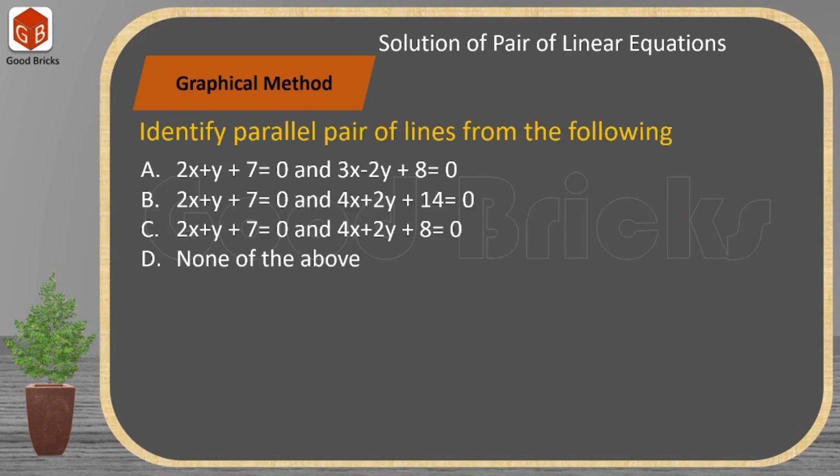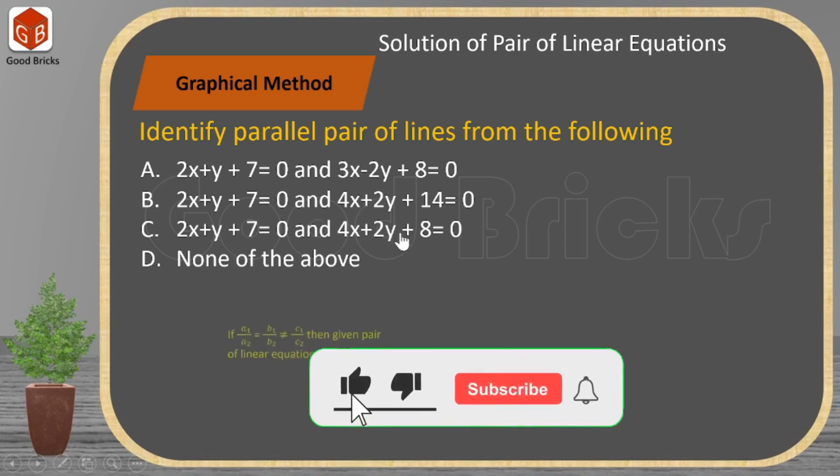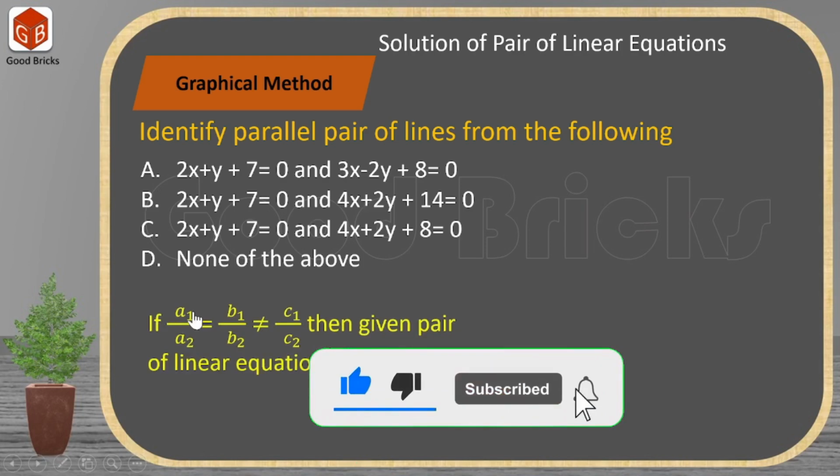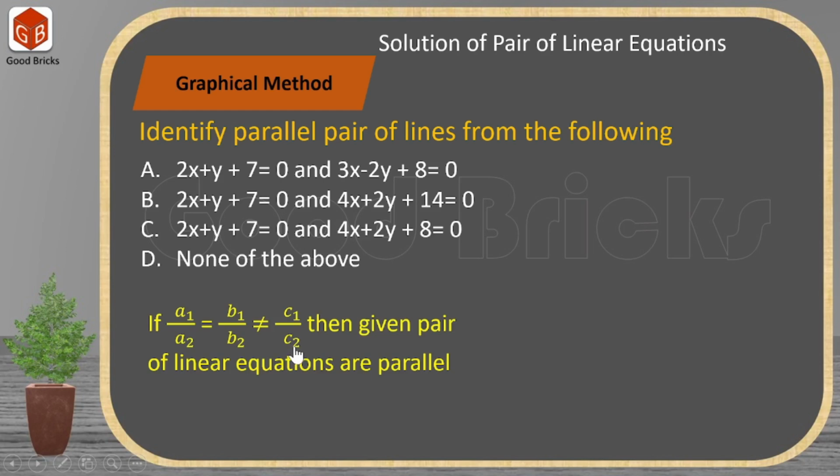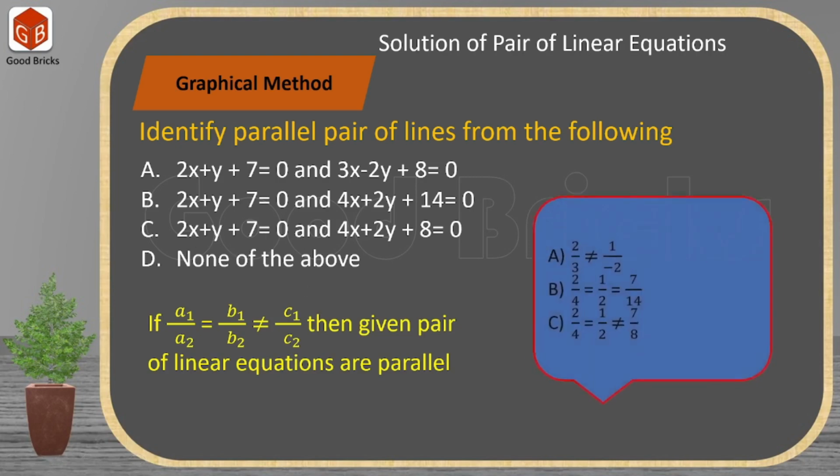Let us solve one more example on graphical method. In this, they are asking us to identify which of the following pairs is a parallel pair, and the condition is if a1 by a2 is equal to b1 by b2 is not equal to c1 by c2, then we can say that particular pair is a parallel pair. So let us see each and every pair.